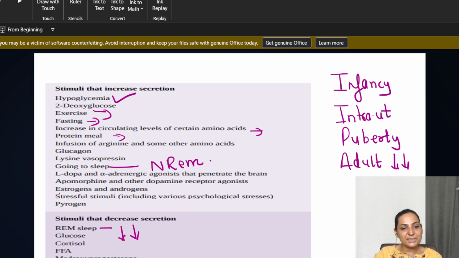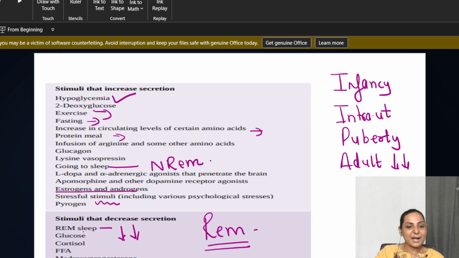Apart from that, you can remember estrogens, androgens, any stressful stimuli, whether it is trauma, physical stress, mental stress, or emotional stress, they are going to increase the level of growth hormone. So stress, starvation, exercise, hypoglycemia. Don't mug up. I always tell you, endocrines are a lovely topic to be remembered, just like a story. So you are exercising, glucose level is going down, growth hormone will be released because it causes hyperglycemia and lipolysis to provide nutrients. And remember, REM sleep decreases the growth hormone. Apart from this, if there is already glucose, free fatty acid, or cortisol, these are also going to decrease the growth hormone.